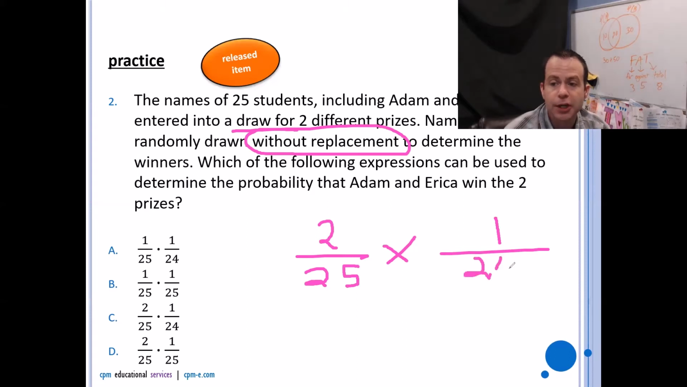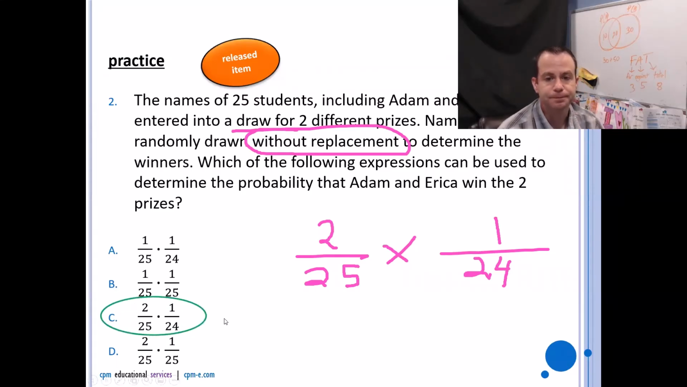Okay, so see how it changes the population when it's independent. So that's going to be C.